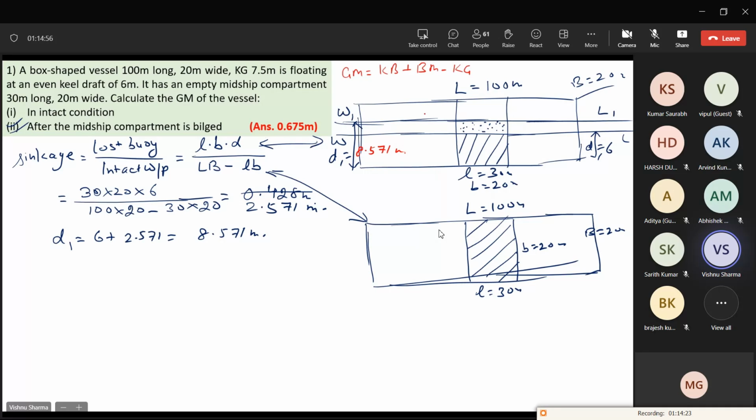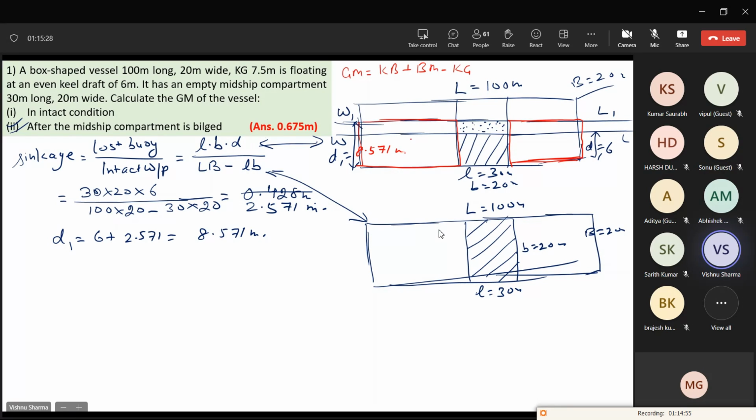Look at the upper diagram. In the bilged condition, this is one volume of buoyancy. And this is the other volume of buoyancy, because everything in between is not contributing to buoyancy in the bilge condition. Do you agree with me, beta? Yes or no? These two red bound volumes are the volumes of buoyancy in the bilge condition. Yes or no, guys? Yes, sir.